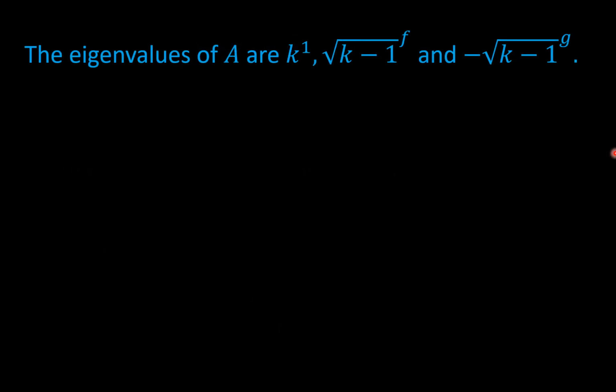So now, from that algebraic expression, we're going to show that the eigenvalues of A are k with multiplicity 1, square root of k minus 1 with multiplicity f, and minus square root of k minus 1 with multiplicity g. This is also notation. We're writing the multiplicity of an eigenvalue as an exponent. I'm not going to change things. So first, we observe that k is an eigenvalue of the adjacency matrix A because it is k-regular.